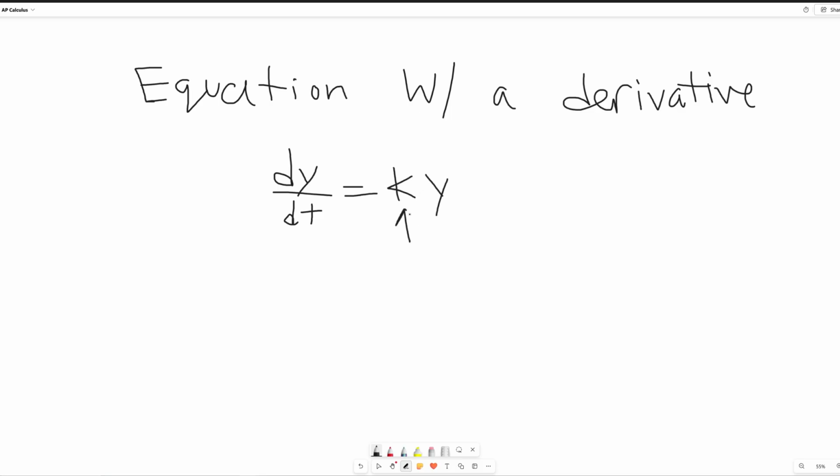K is some sort of constant. We're going to use K as our constant here. So, this is a differential equation because the rate of change of y with respect to time doesn't change depending on time, but it changes depending on y. So when y is 3, the rate of change with respect to y is higher than when y is 1. The time does not matter.